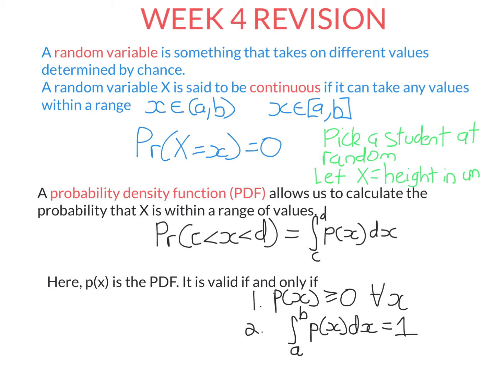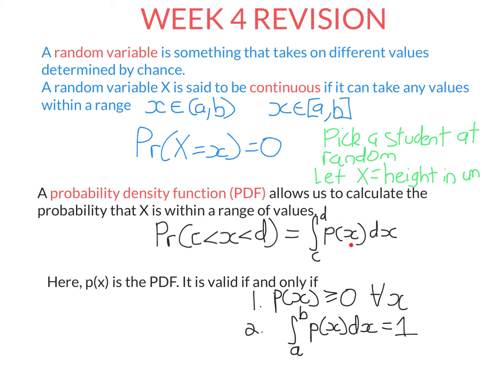So how do we calculate this probability? Well, to calculate the probability that it's between like 170 and 175 centimeters, what we do is we take the integral of the PDF, which is this function here, between the two values that we're interested in. So the probability x would be between 170 and 175, I'd integrate the probability density function between 170 and 175.